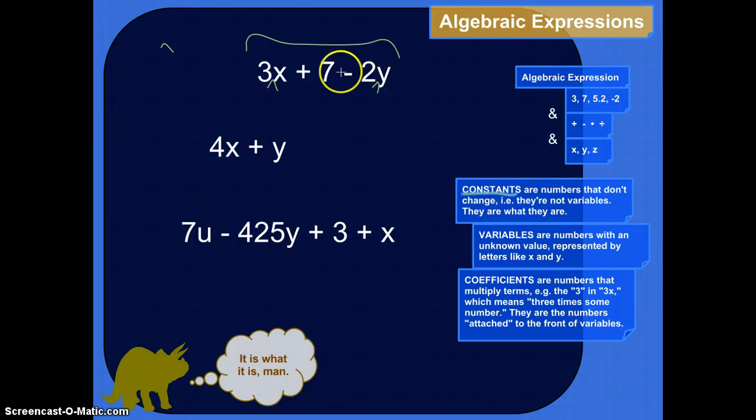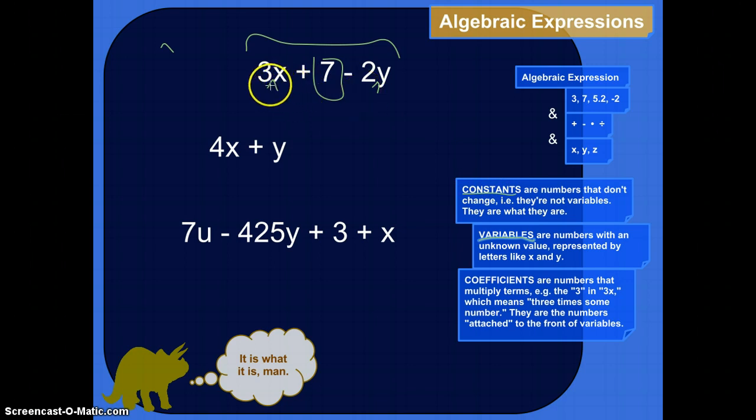Okay, so constant. So an example is 7. 7 equals 7. 7 will always equal 7. It's constantly equal to 7. So this 7 never changes. Alright, but in contrast to that, variables are numbers with an unknown value. So they might represent different things based on the context.